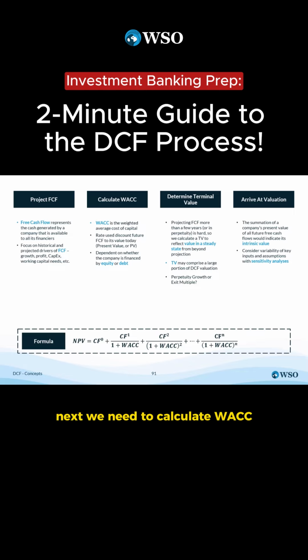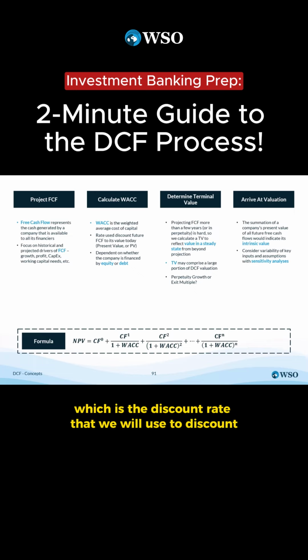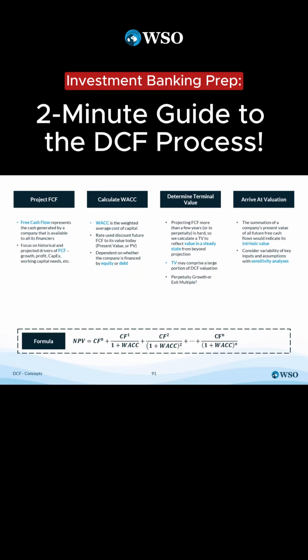Next, we need to calculate WACC, or weighted average cost of capital, which is the discount rate that we will use to discount the future cash flows back to present value. Our WACC consists of our cost of debt, assuming we are levered, and our cost of equity. Then we need to calculate a terminal value.